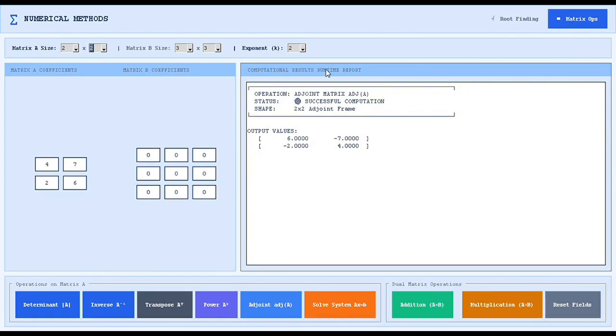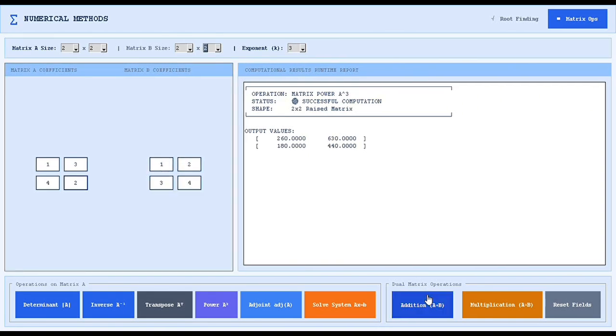On matrix power, I set the exponent k to 2, which means the program raises matrix A to the power of 2 using NumPy's matrix power function. This is useful for analyzing systems that evolve over time. I also tried the power of 3.